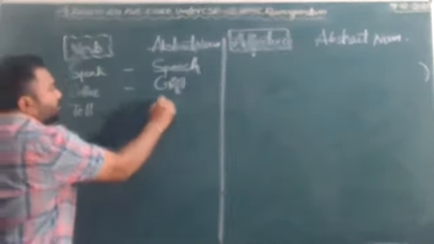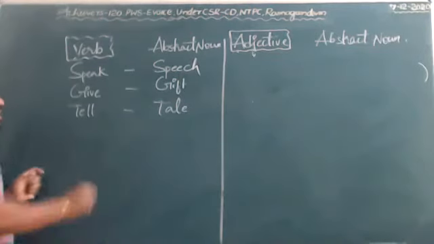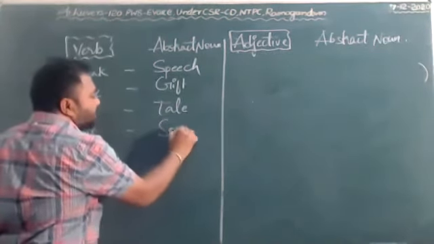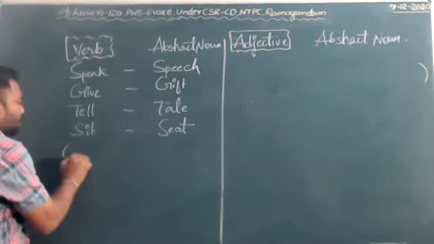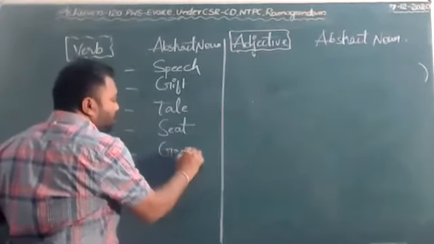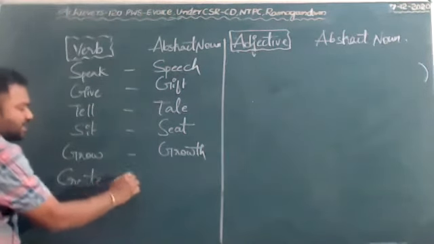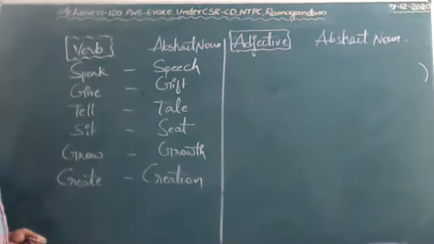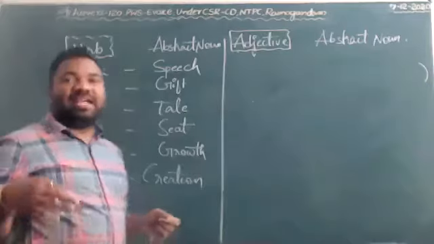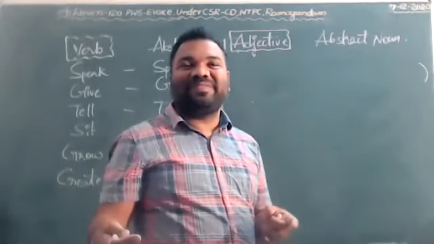Tell, tale. Tell, tail. Sit, seat. Sit, seat. Growth. Create, creation. Decide, decision. So this is how we extract abstract nouns from the verb.